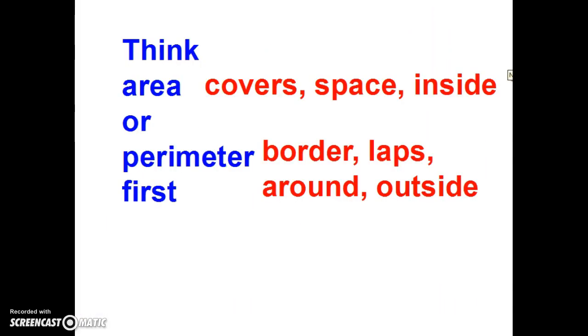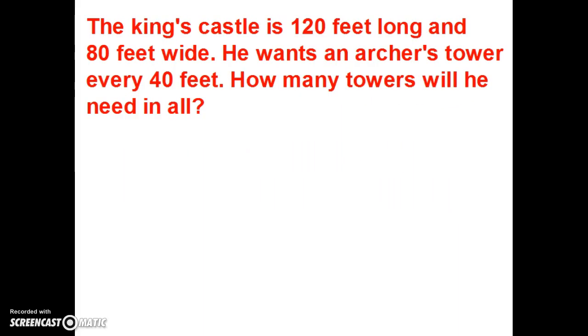I'm just going to have a few story problems up here, and all I want you to do is decide: is it going to be an area problem, so I need to multiply, or a perimeter problem? Because that's the first thing I need to decide when I'm doing story problems. So area, here's what I need to be thinking about. It covers something. It's the space it needs. It's the inside. Perimeter, it's the border of something. It goes around it. It has to do with laps. It's the outside.